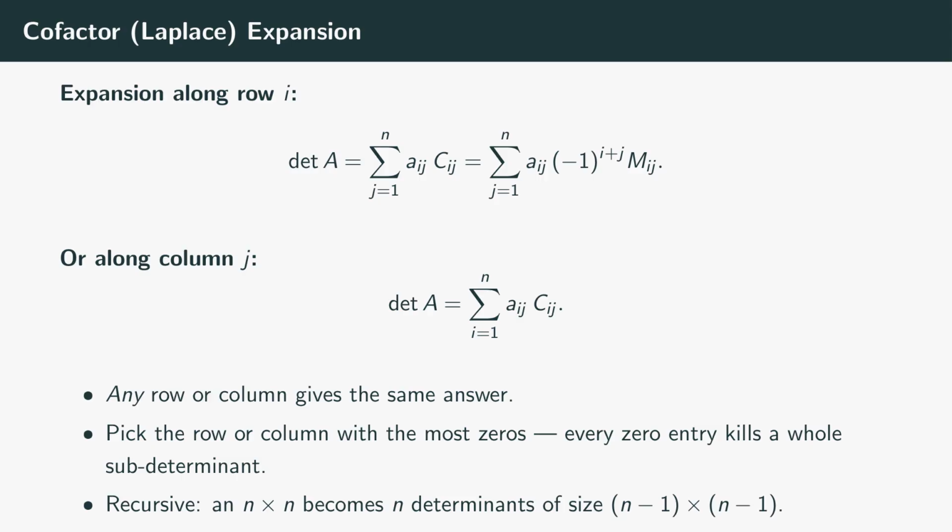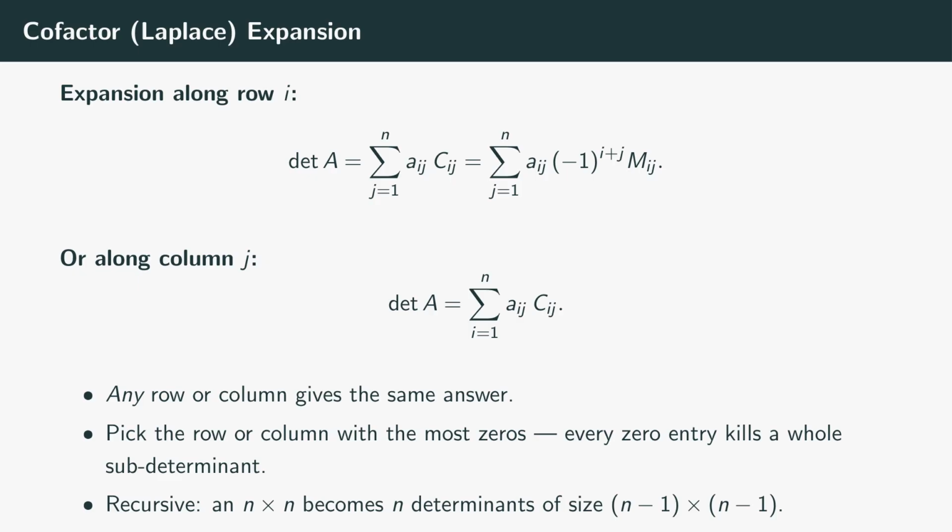Here is how cofactors compute a determinant. Pick any row of the matrix. Walk across it. For each entry, multiply the entry by its cofactor, that is, by the smaller determinant you get from deleting its row and column, with the checkerboard sign attached. Add up those products across the row, and the total is the determinant. That is cofactor expansion, or Laplace expansion.